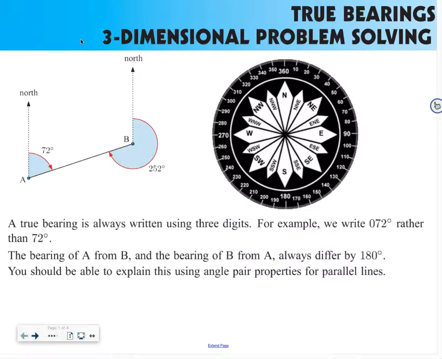All right, mathletes, here we are looking at problem solving with trigonometry. We are looking at bearing problems and three-dimensional problems.